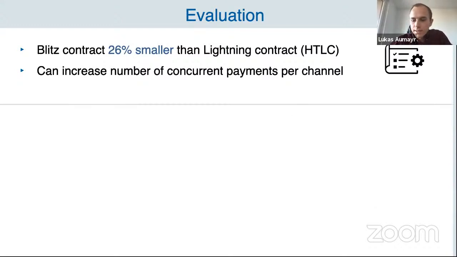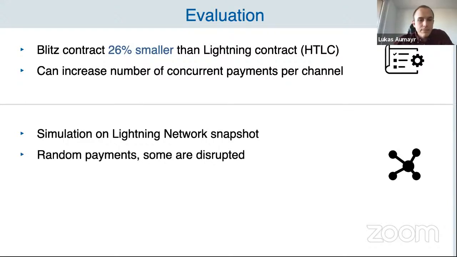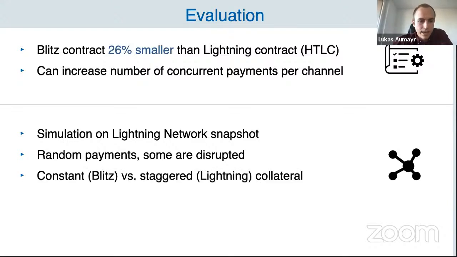The second thing is we did a simulation in order to showcase the advantage of having constant collateral over staggered one. And for this, we took a Lightning network snapshot and we created some random payments on it. And some of these payments are disrupted, which means they fail for some reason, either due to some errors, users being offline maliciously, and so on. And for the failed payments, the collateral is locked either for a constant time in Blitz or for staggered or linear time in Lightning. And of course, collateral that is locked in a channel cannot be used for other payments.